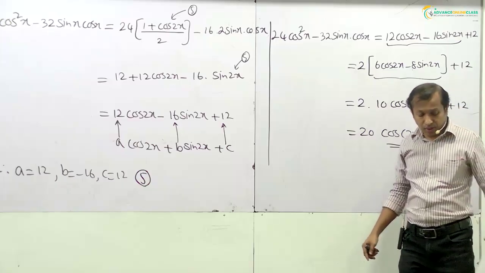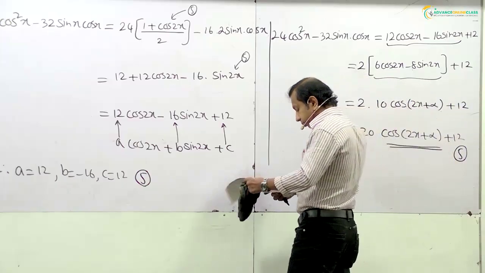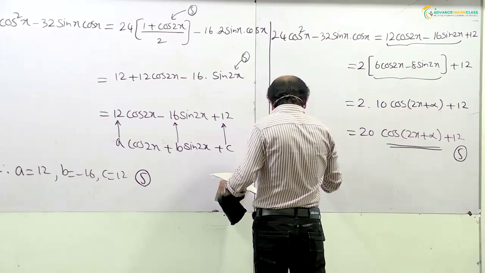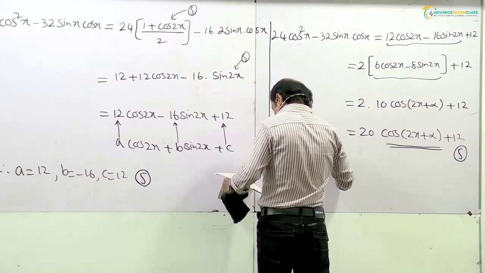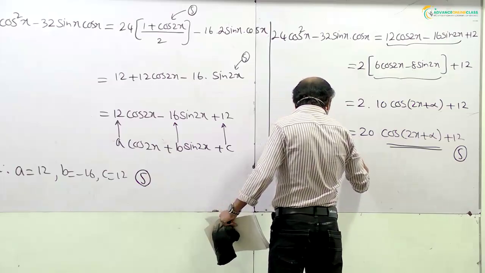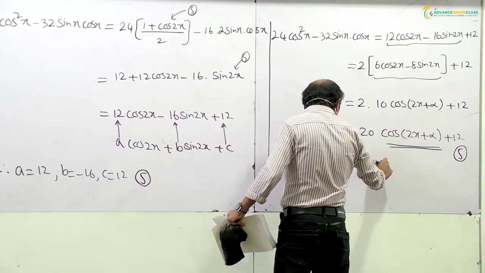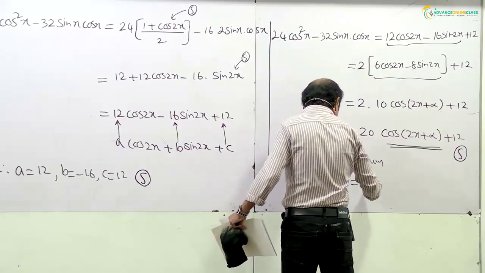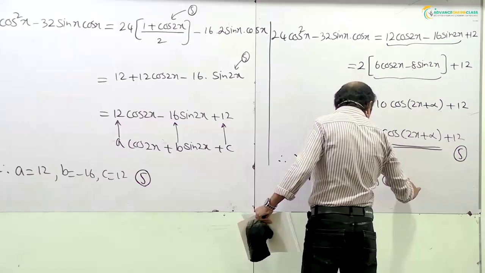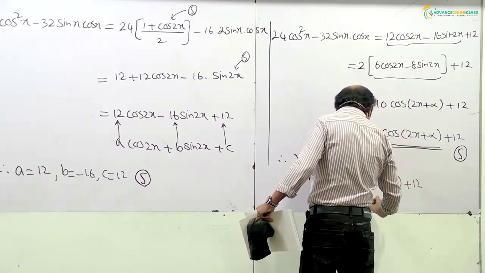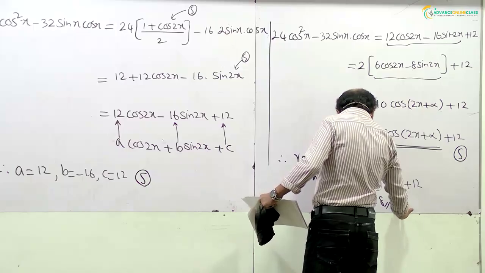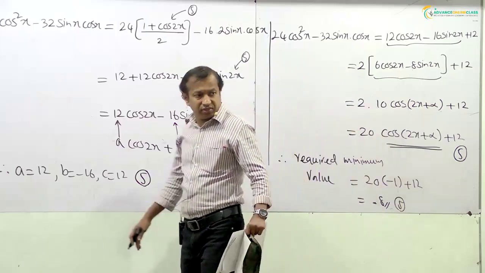Okay, right. Then we can write: therefore, the required minimum value equals 20 into minus 1 plus 12. It's minus 8. 5 marks. So that question is really nothing. Simple thing.